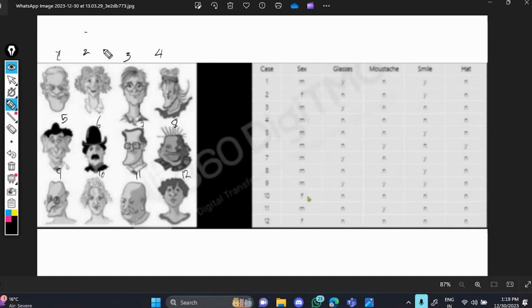As you can see on your screen, some values are given here. The age is not here, only sex, glasses, mustache, smile and hat are there. Whether he is smiling or not, whether he is wearing glasses or a cap or not. So some such data is given here. Now we have to see, according to this data, what the similarities are between them.